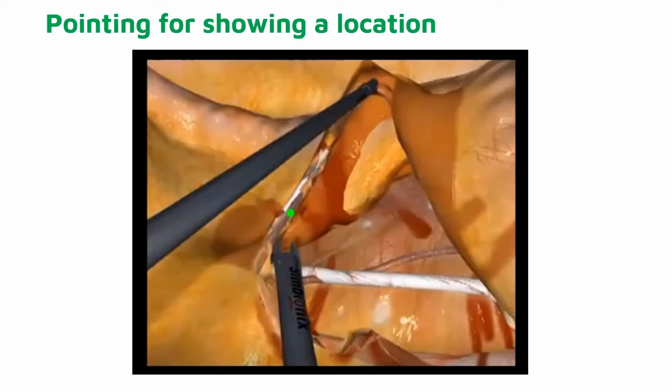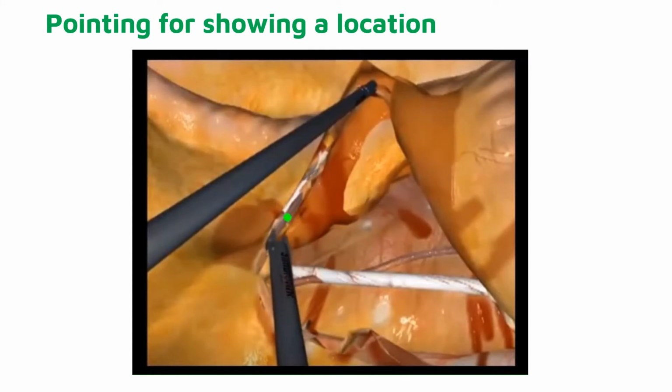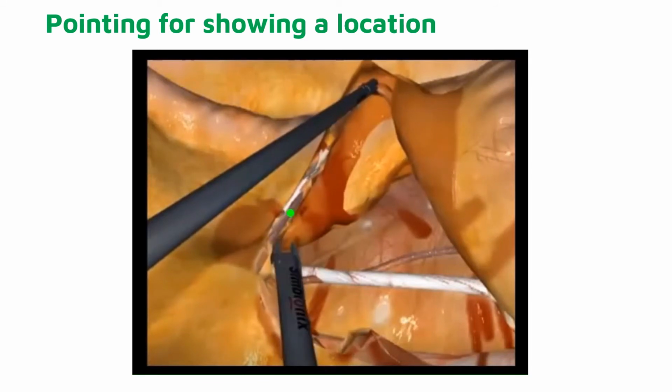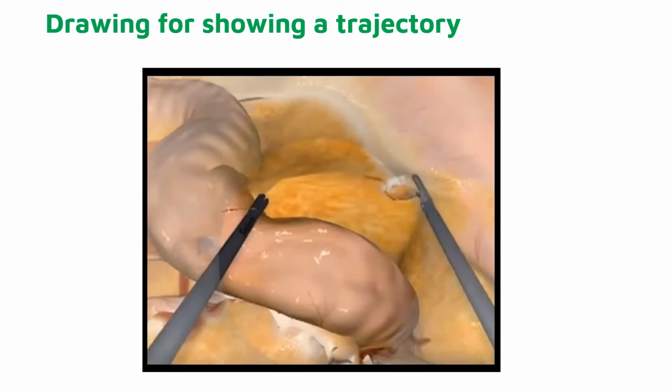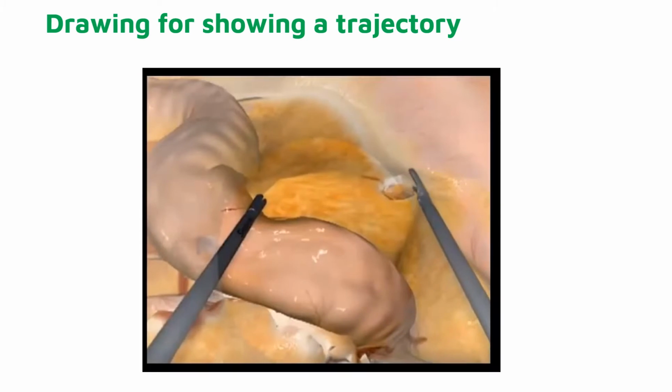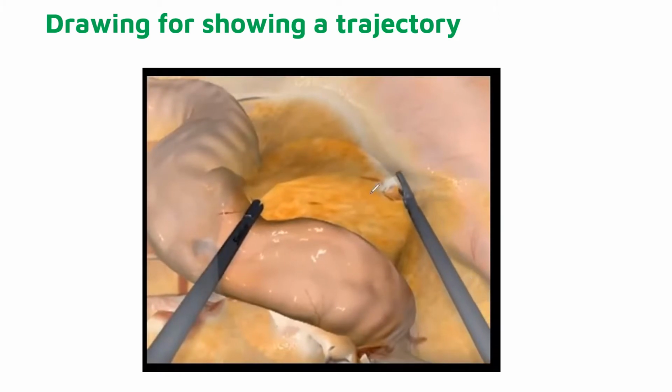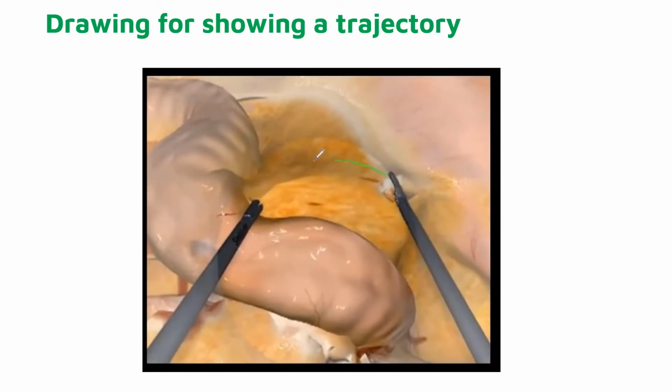Here is an example of pointing for showing a location. Now I want you to put a clip right down here. Now here is an example of drawing for showing a trajectory. What you need to do now is to cut right along this line.